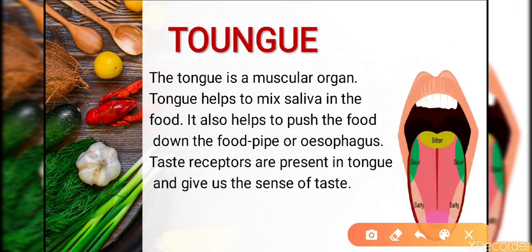For bitter taste, we have taste receptors at the end of the tongue, and for sour and salty, the taste receptors are present at the edges of the tongue on both the sides. For the sweet taste, we have receptors in the front region of the tongue. So, with the help of the tongue, we are able to identify or sense different types of taste.